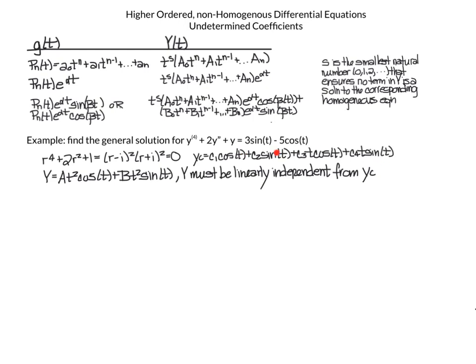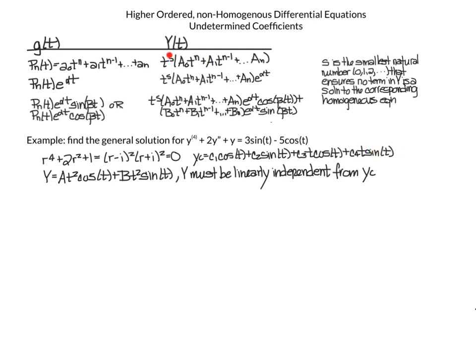So this is our general solution. We have yc for the homogeneous equation. The complementary solution is equal to c1 cosine t plus c2 sine t. And now, because these two roots are repeated and would have the same form of solution, we're going to multiply by t: c3 t cosine of t plus c4 t sine of t.